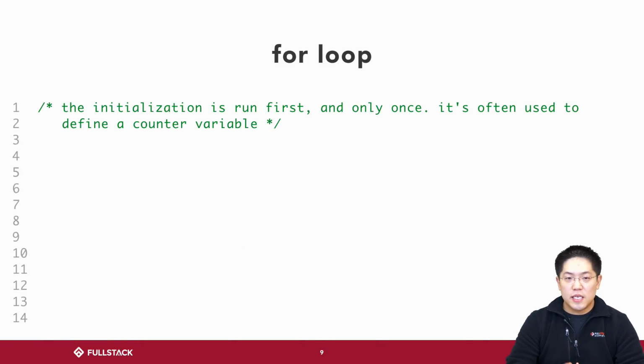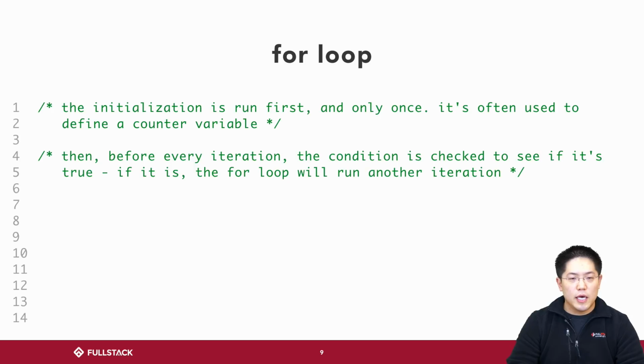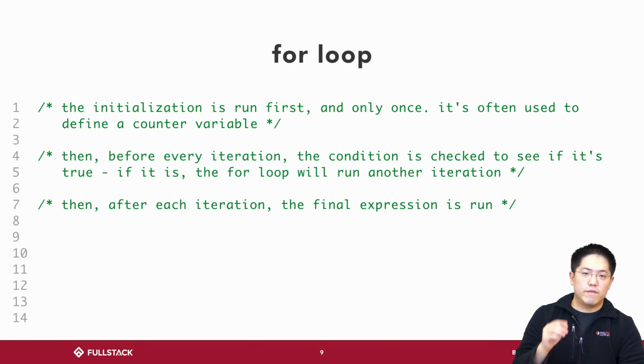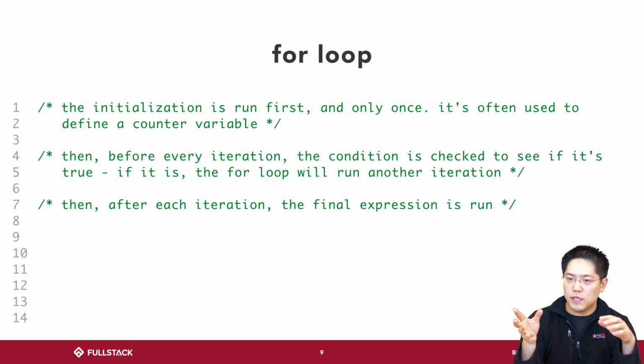So in a for loop, the initialization is run first and only once. It's often used to define a counter variable. Then before every time the for loop iterates, that condition is checked to see if it's true. So if it is, the for loop will run that iteration. Then after the iteration, the final expression will run. So it's not final in the sense that it only runs at the end of the for loop being valid. It runs at the end of every iteration of that loop.